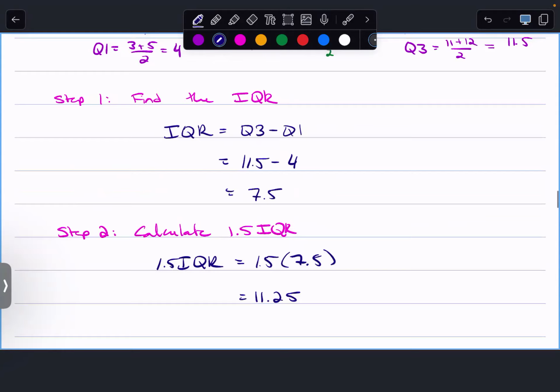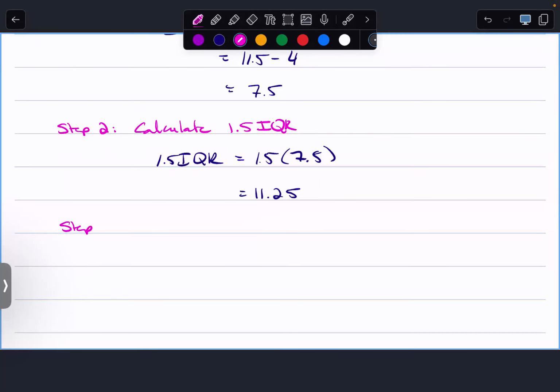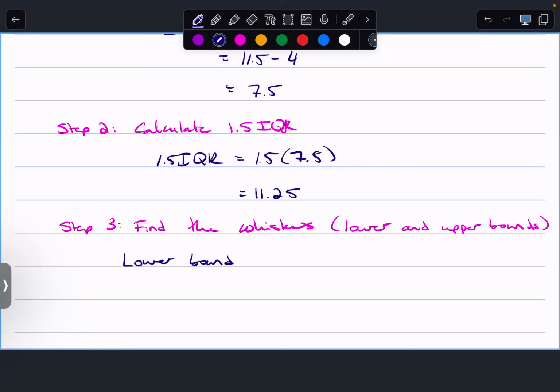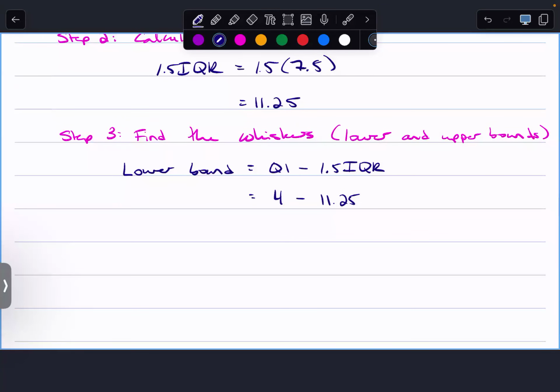Okay, and so now find the whiskers, or I think in my solutions, I usually call them lower and upper bounds. The lower bound, stick with that, is going to be Q1 minus 1.5 times the interquartile range. Q1 is 4, and 1.5 times the interquartile range we already did, 11.25. 4 minus 11.25 puts me at negative 7.25. What am I going to do with that?